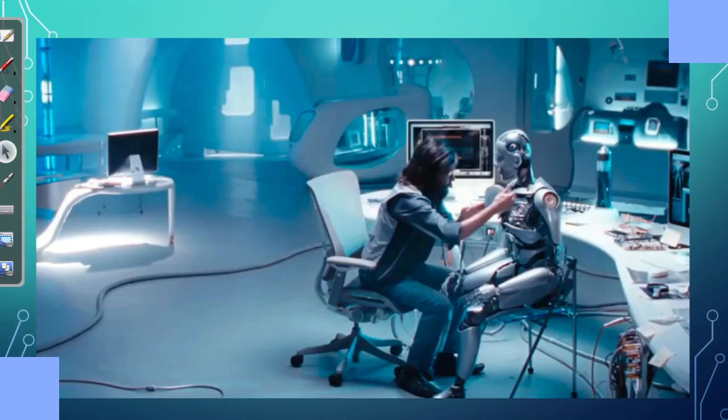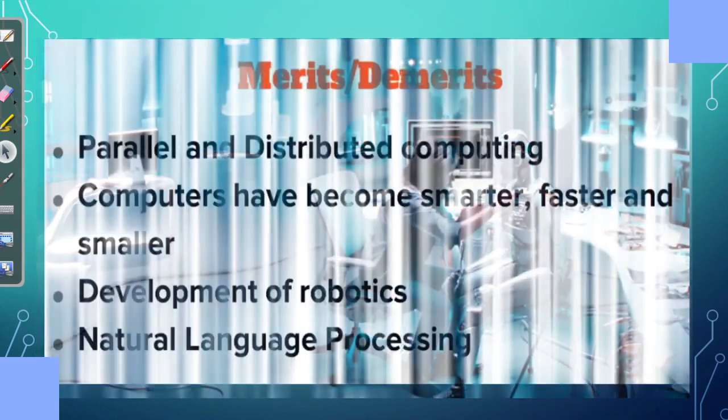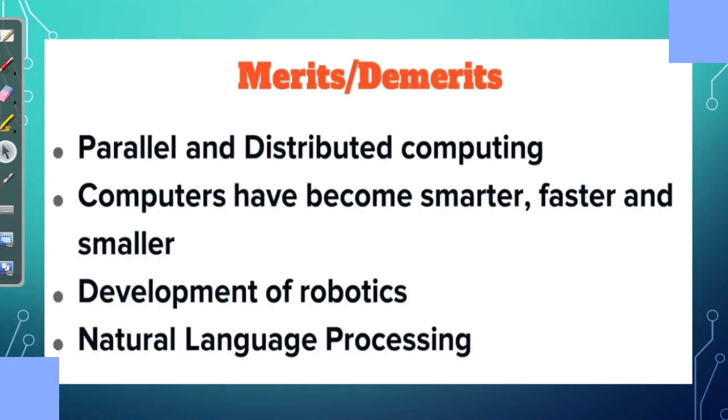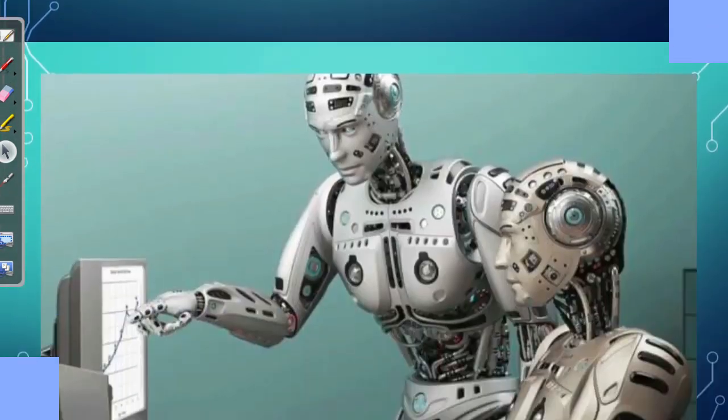Okay, that also in a very high manner, that is artificial intelligence, and the natural language processing component will be widely used in the sixth generation computer. It is a wide area network, so it has parallel and distributed computing, and computers become smarter, faster and smaller. Development of robotics as well as natural language processing should be embedded in this part.